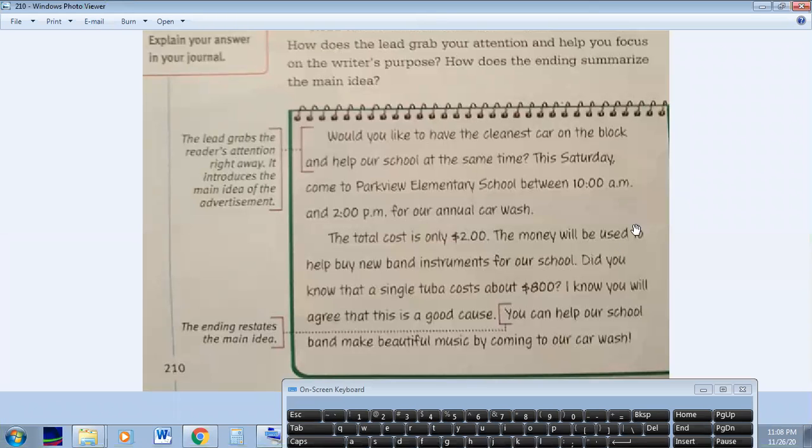I know you will agree that this is a good cause. Our ending. You can help our school band make beautiful music by coming to our car wash. This restates the idea that there's a car wash that's going to raise money for the school. Okay, let's take a look at the next page together, 211.